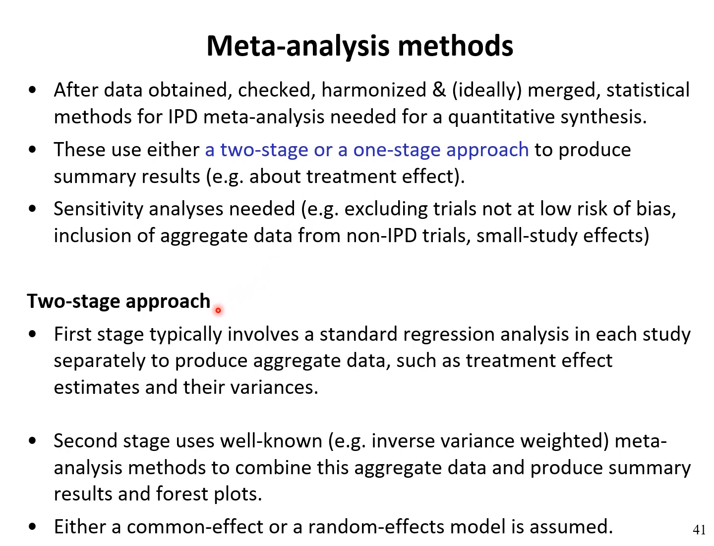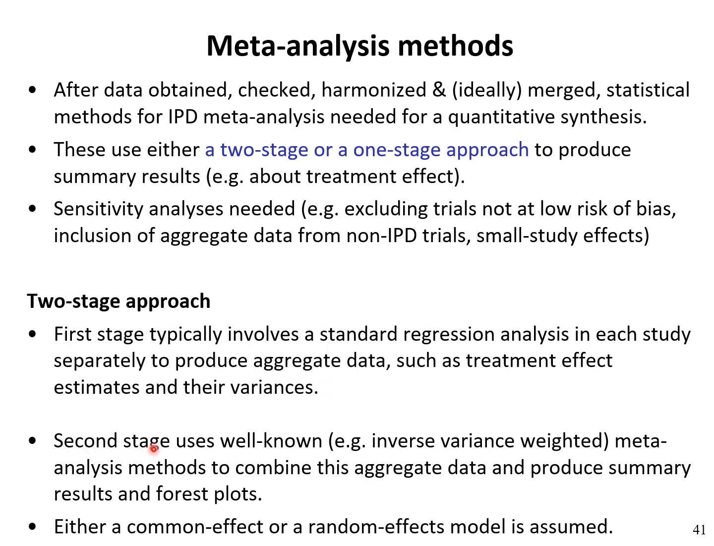So briefly, a 2-stage approach involves, in the first stage, analysing each study separately using an appropriate analysis method according to that study and its design. For example, in a randomised trial, we may apply a regression analysis in each study to produce a treatment effect estimate and its variance. For example, using a linear, logistic or Cox regression, maybe adjusting for prognostic factors.